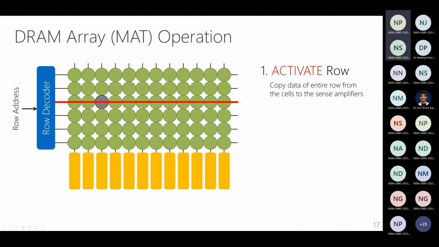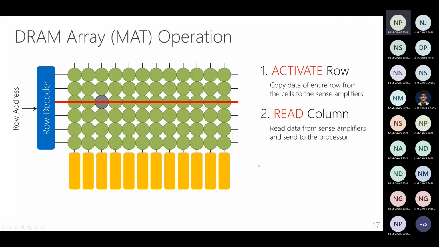And this is going to trigger the sequence of operations that I described in the previous slide. Whatever we discussed with a single cell is now going to happen for this entire row of cells. The data from the first cell is going to be copied to the first sense amplifier, the second to the second sense amplifier, the third to the third, and so on. So it copies the data from this entire row of cells to this row of sense amplifiers.